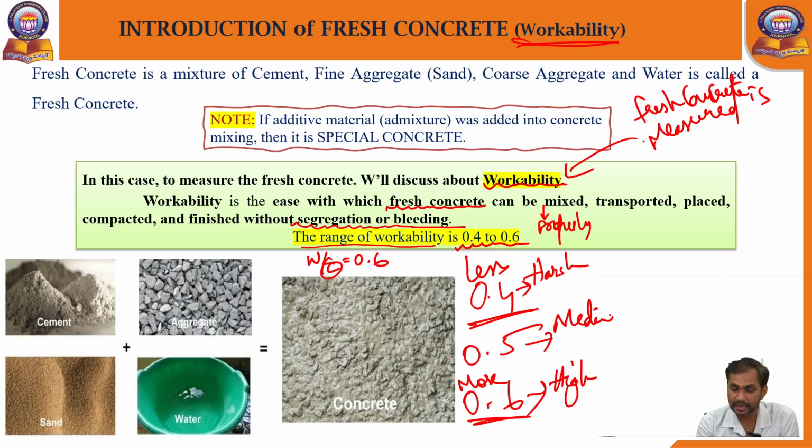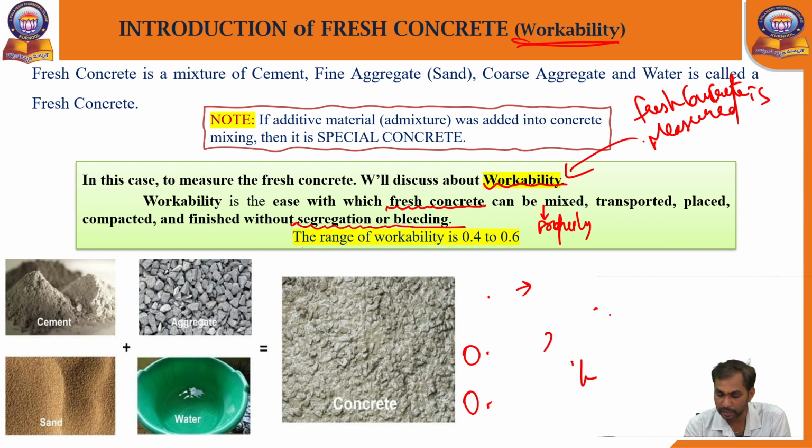What is C here? C is the cement content. How many kgs have you taken? For example, 0.6 into 500 gives 300 kgs. So the water is 300 kgs, which should be converted into liters. Like that, the water cement ratio is very important for the good workability of concrete.